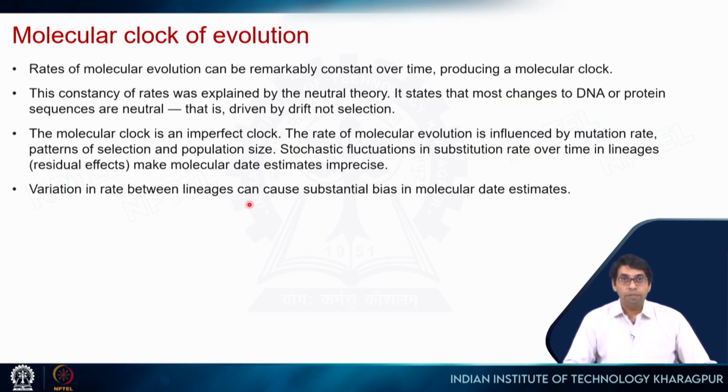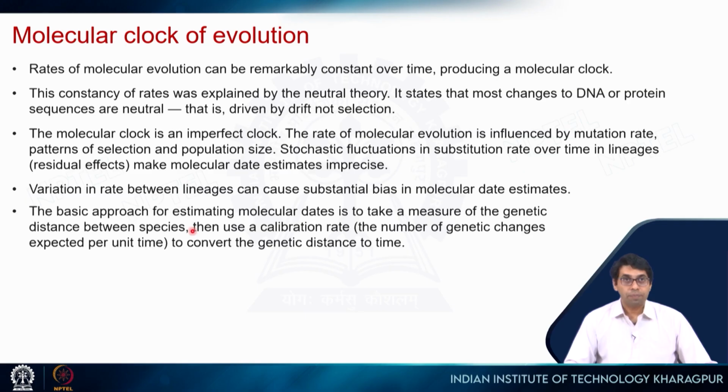Variation in rate between different lineages can cause substantial bias in molecular date estimates. For example, if you consider unicellular organisms, evolution or mutation happens faster in unicellular organisms compared to multicellular organisms like us, right. So, the rate of mutation will not be the same, and this variation can create substantial bias in the molecular date estimates that we are doing using this molecular clock.